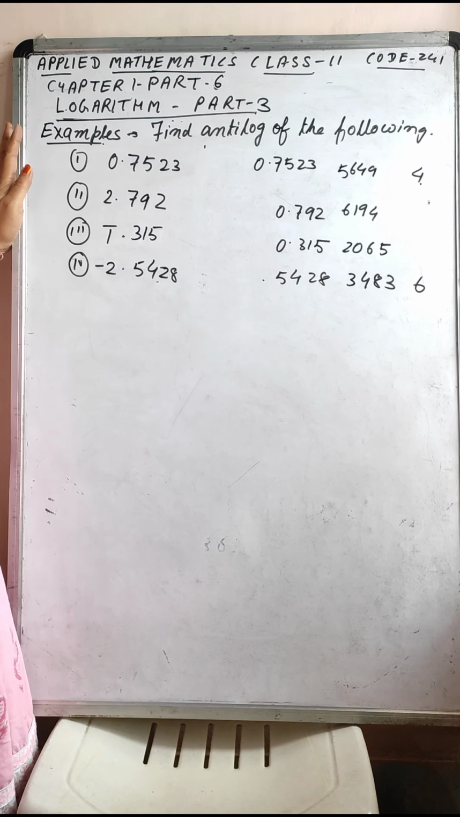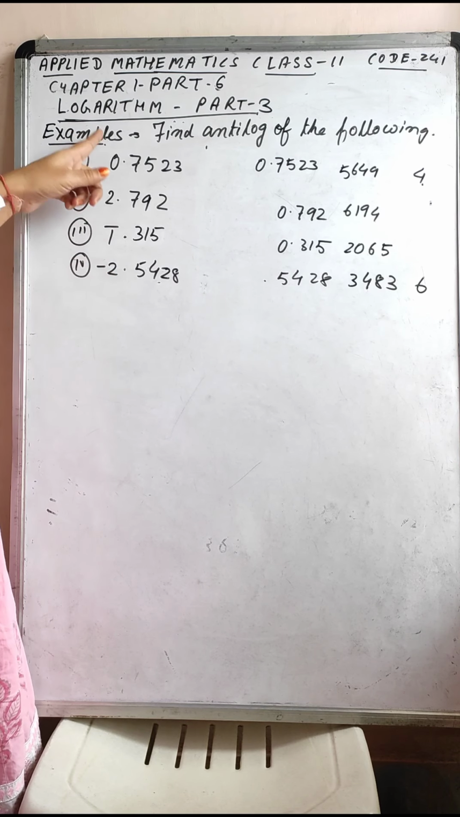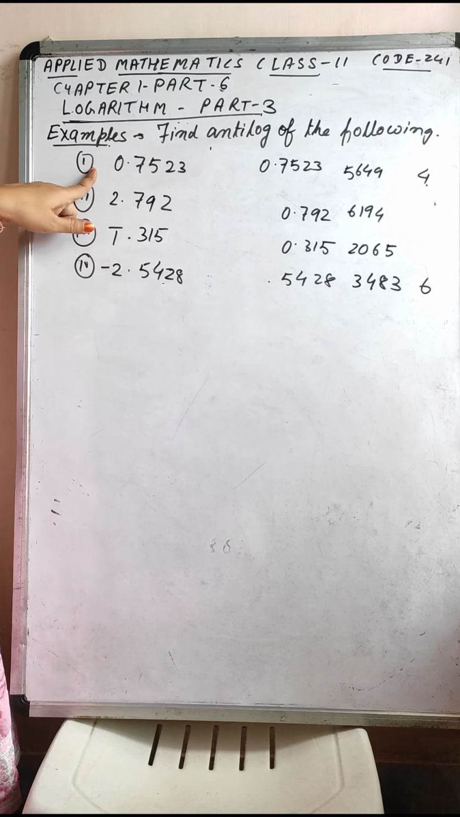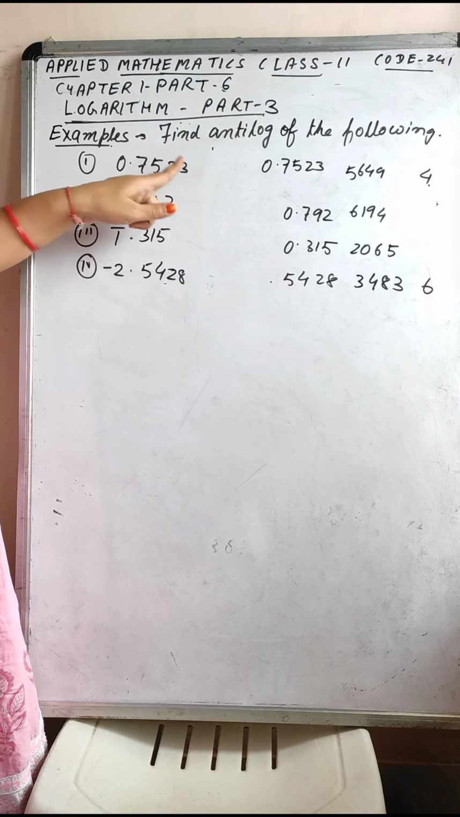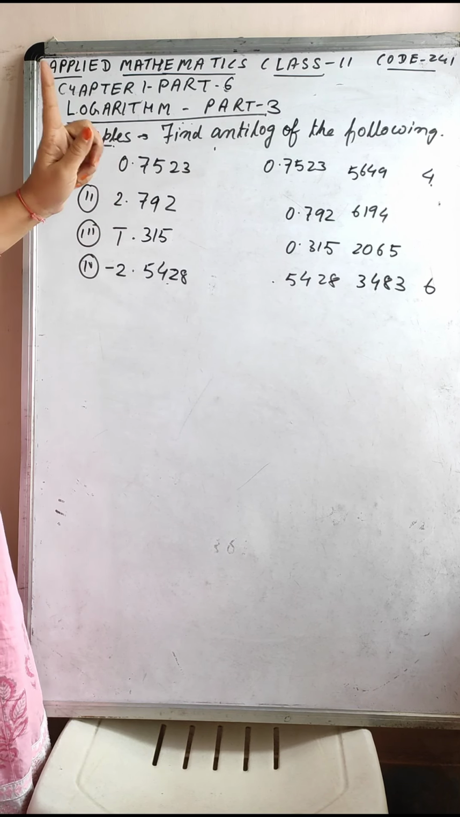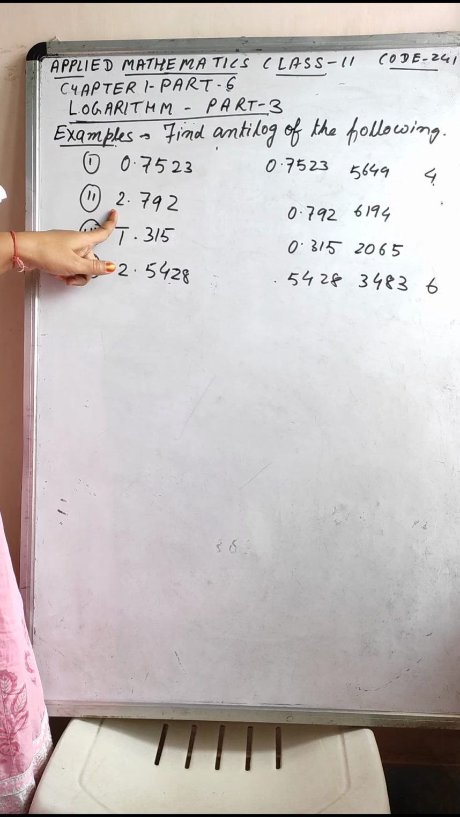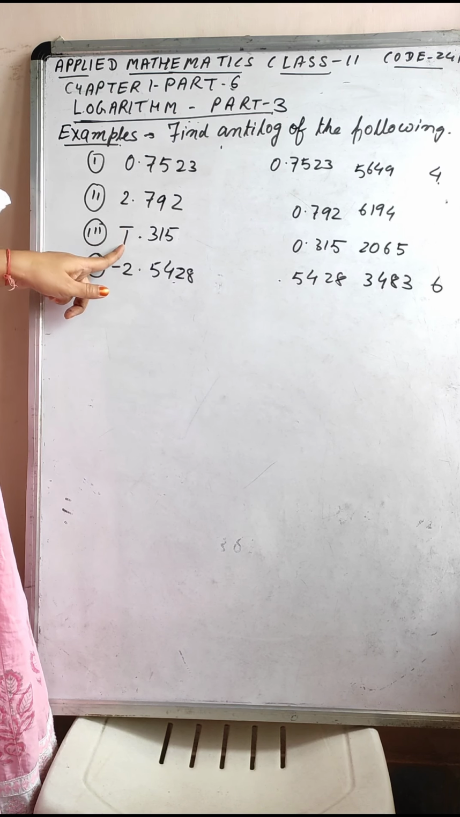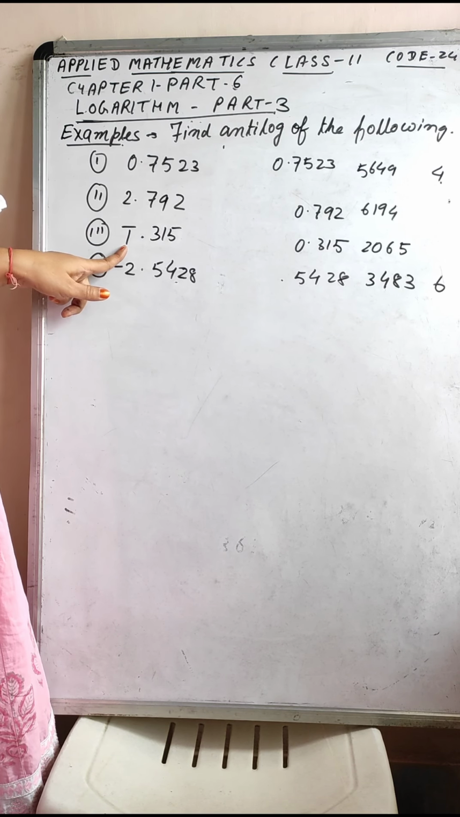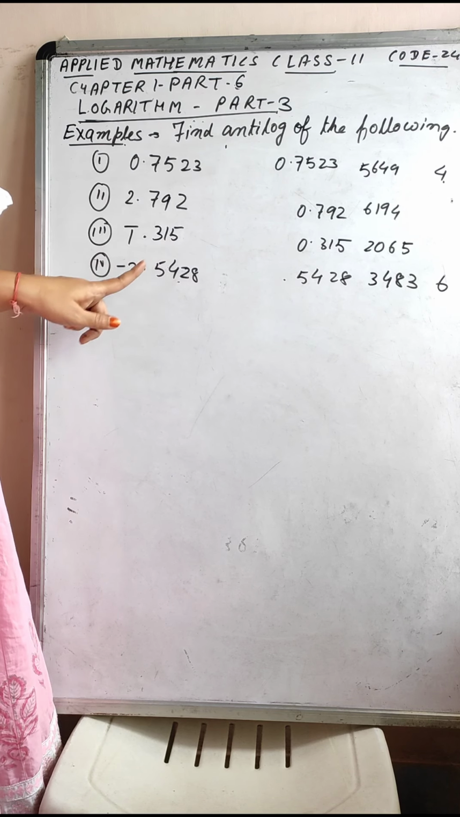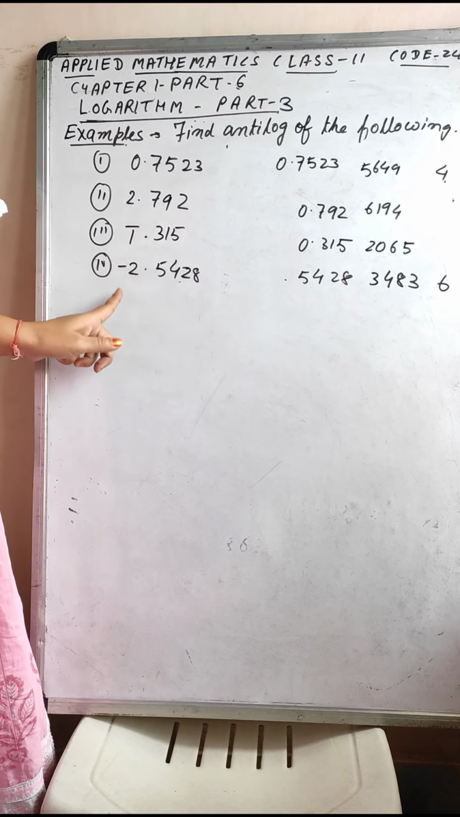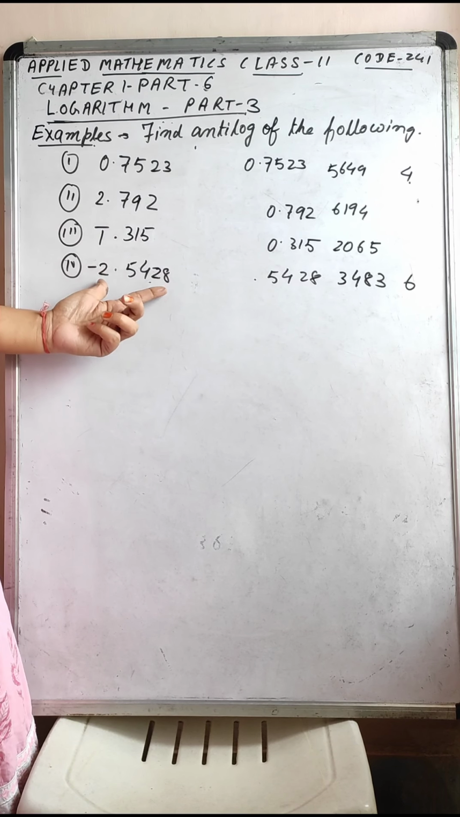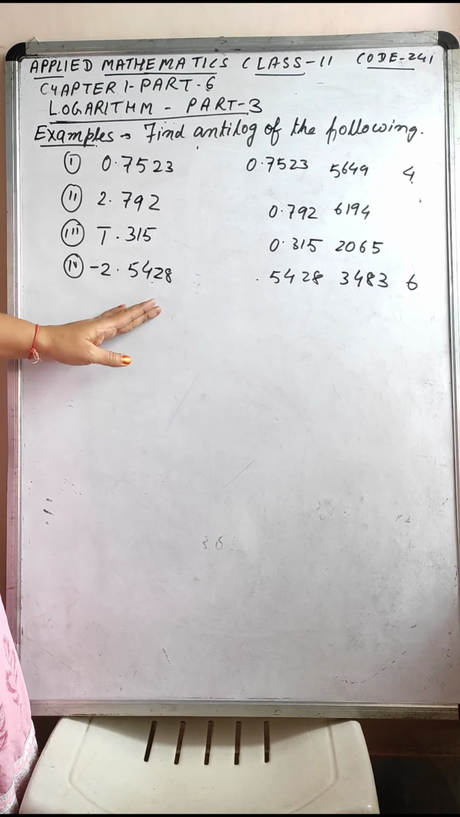Now let us understand the anti-log with the help of a few examples. Here I have written 4 examples. Find anti-log of the following. The first example is 0.7523. Here the integral part, the characteristic part, is 0. In the second example, the characteristic part is 2, positive. In number three, the characteristic part is 1 bar, that is negative, but the decimal part is positive. And in number 4, the whole number is negative. I mean the characteristic part is negative and the decimal part is also negative. What we have to do, we will be doing over here.